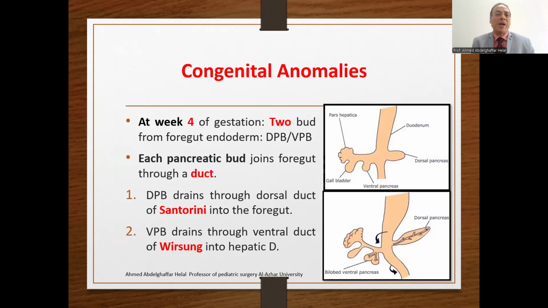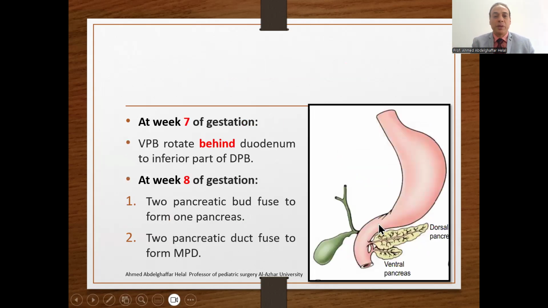When we start to speak about the congenital anomalies, it is important to remember that the pancreas develops at week 4 of gestation as 2 buds from the foregut. One is called the dorsal pancreatic bud and one is called the ventral pancreatic bud. Each bud has a duct, the dorsal duct and the ventral duct. The dorsal pancreatic duct is called the duct of Santorini and the ventral is called the duct of Wirsung.